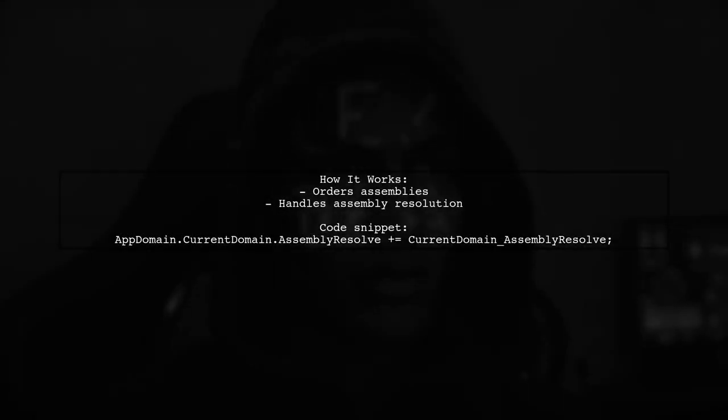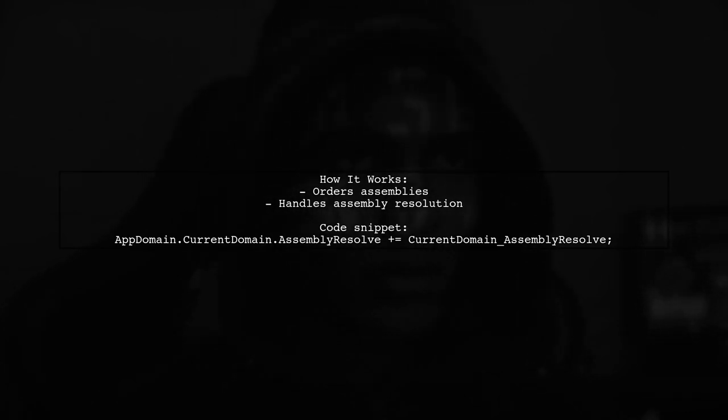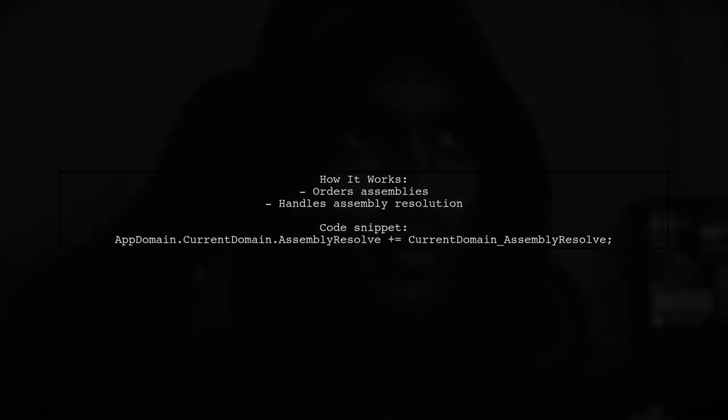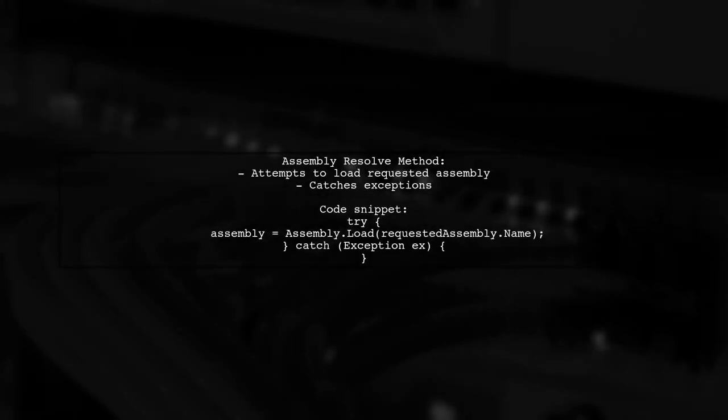Here's how the assembly resolver works. It orders the loaded assemblies and sets up an event to handle assembly resolution. In the assembly resolve method, it attempts to load the requested assembly and handles any exceptions that may occur.